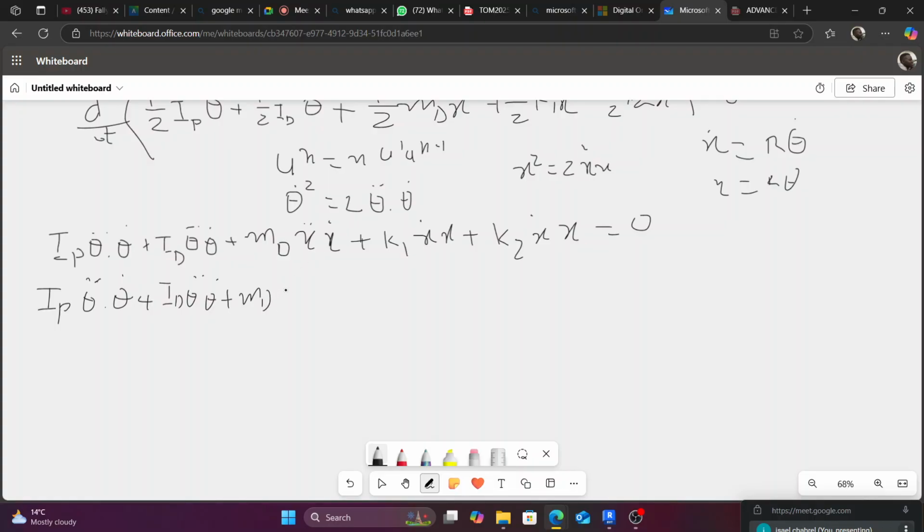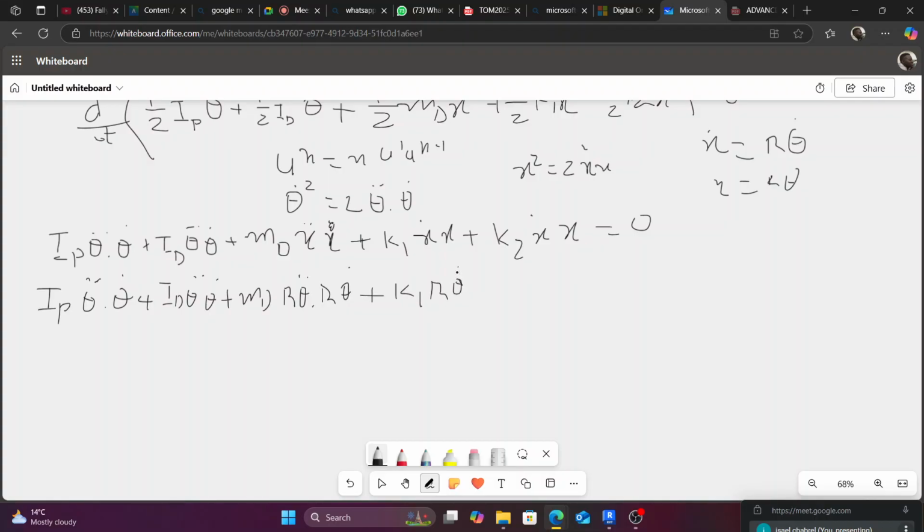Okay, plus let's start replacing. What is x double dot? x double dot is R theta double dot. Do you agree? Yes. What is x dot? Because this one has to be x dot on its own. x dot is R theta dot. Are you together, guys? Yes. Now, what on this one? Plus K1. What is x dot? R theta dot.